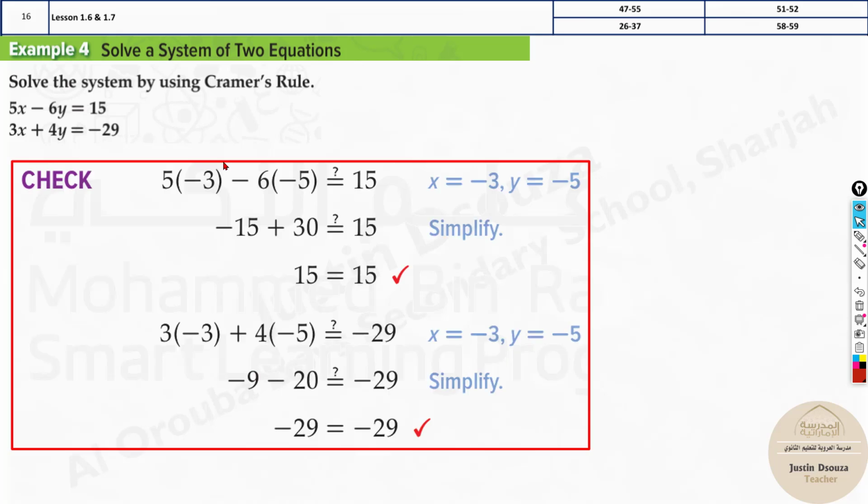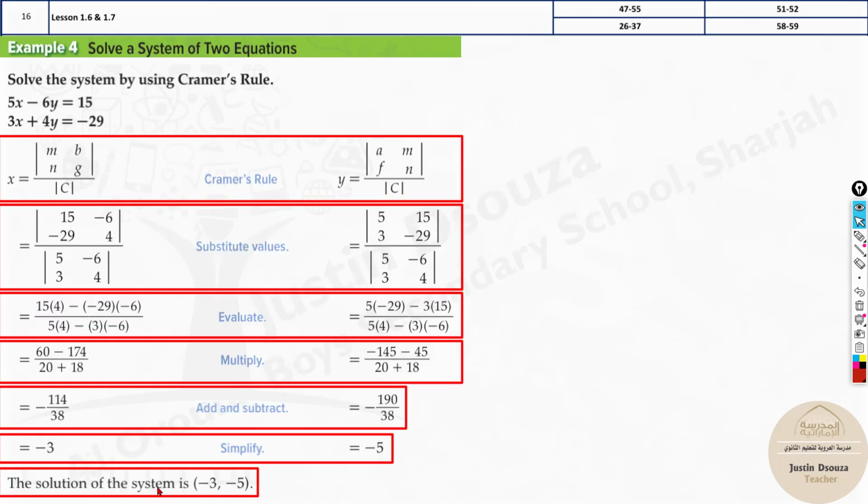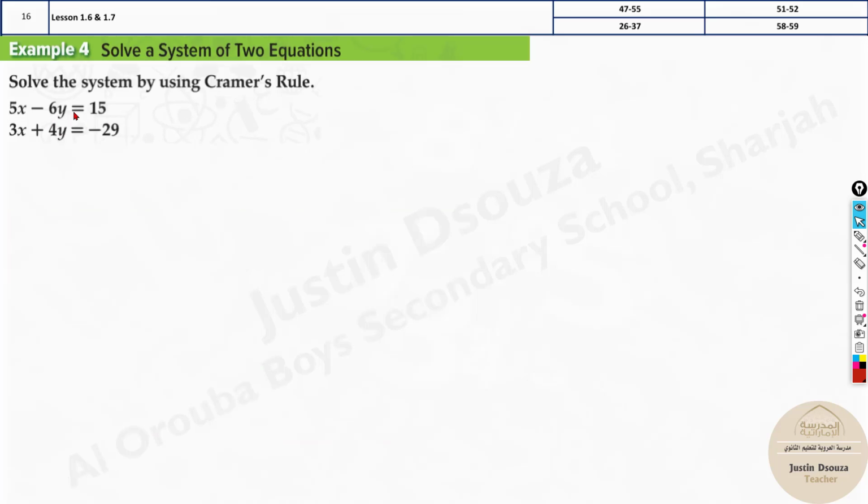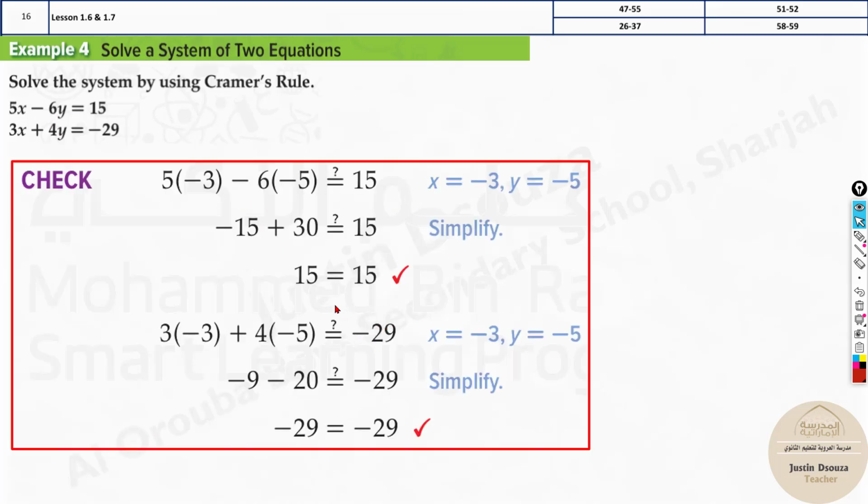Now over here there's another problem. Oh no, it's the same one. It's just a check. Once you get the answers, if you put them back into the equation, both sides must be equal. That is how we can check it. So this is one way.